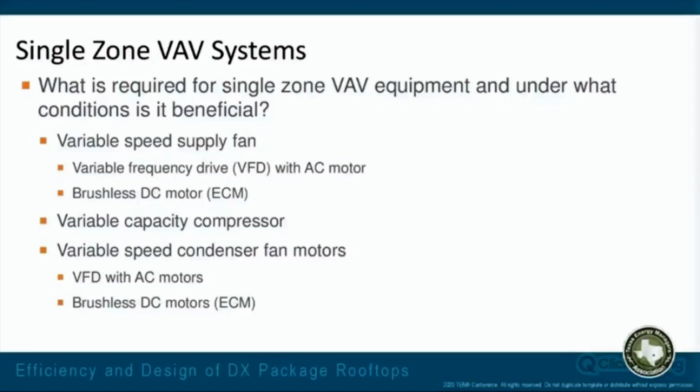We need a variable capacity compressor of some type, and we can use a digital scroll compressor, or a VFD-driven compressor. Either of those systems will work just fine for what we're talking about. And then finally, if you're going to control the fan speed and you're going to vary the compressor capacity, it's really important to control the speed of your condenser fans.